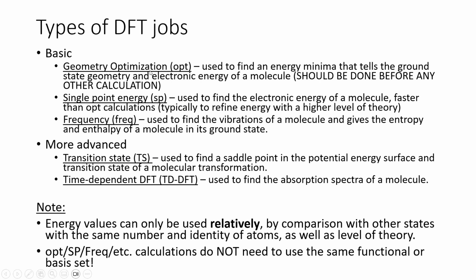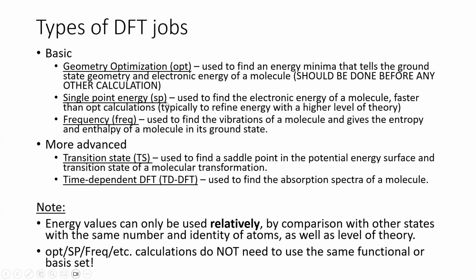So geometry optimization will give you the electronic energy of your molecule, but I recommend using a lower basis set and functional for the geometry optimization, and then doing a higher, more accurate functional and basis set combination with a single point energy. This will also give you the electronic energy of the molecule, but it's a lot faster than a geometry optimization, so you can use higher levels of theory.